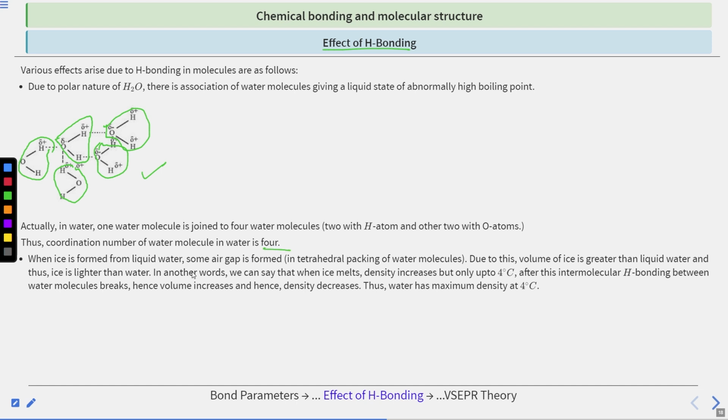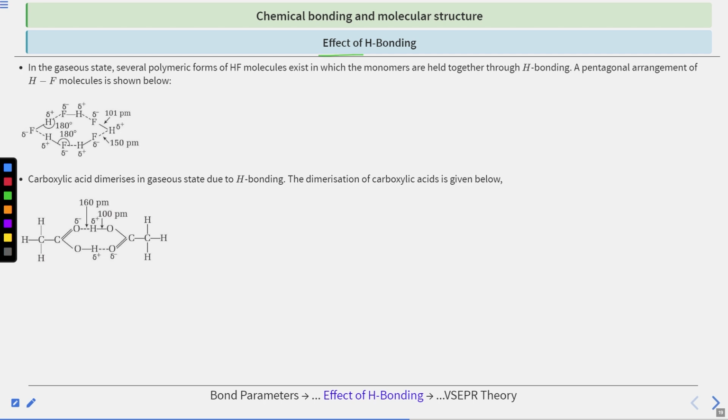When ice is formed from liquid water, some air gap is formed in the tetrahedral packing of water molecules, and due to this, the volume of ice is greater than liquid water, and thus ice is lighter than water. In other words, when ice melts, density increases, but only up to 4 degrees Celsius. After this, intermolecular hydrogen bonding between water molecules breaks, hence volume increases and density decreases. Thus, water has maximum density at 4 degrees Celsius. So, that is the effect of hydrogen bonding.